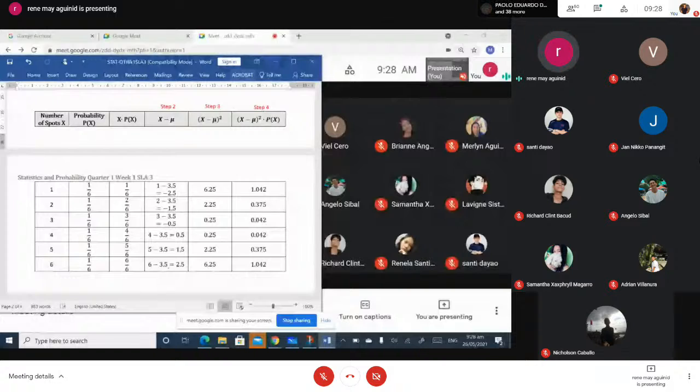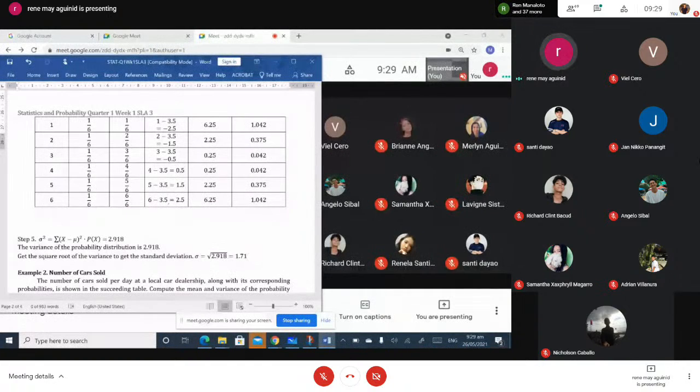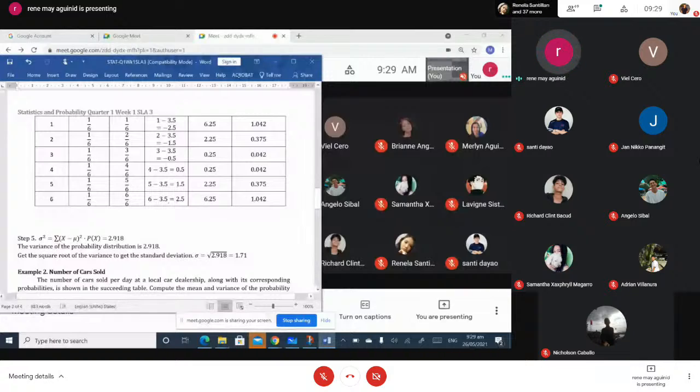Then you are going to square that one. So squaring the negative 2.5 will give you a positive 6.25. Squaring a negative number should always result in a positive number. So positive na tanan, wala nay negative. Then you multiply 1/6 times 6.25, and that is the result.